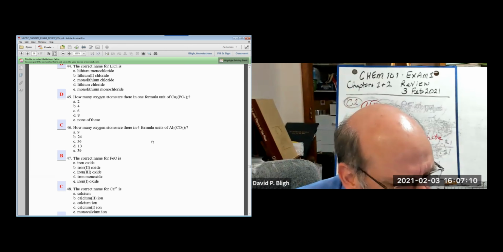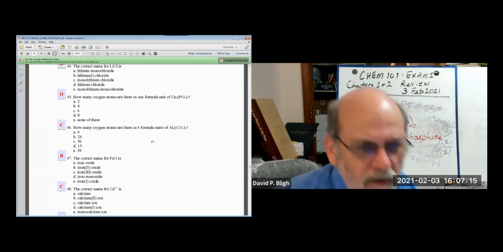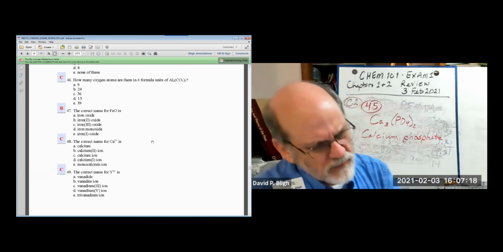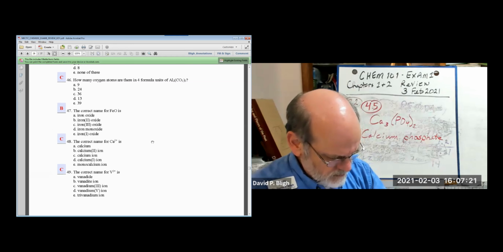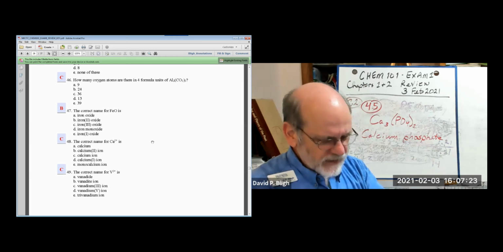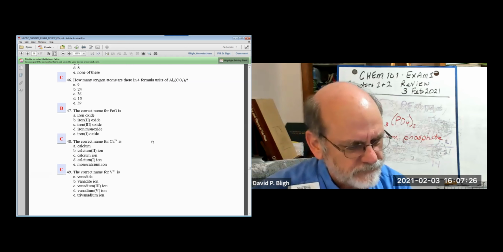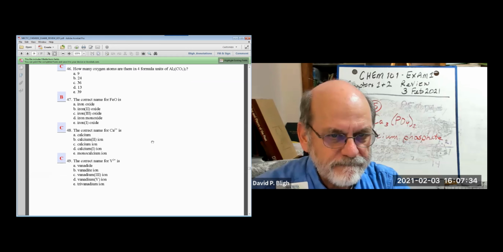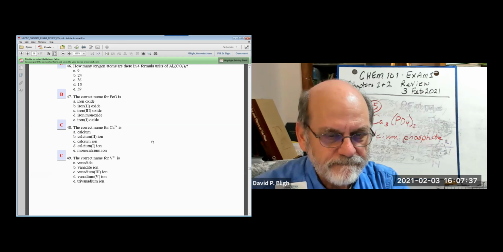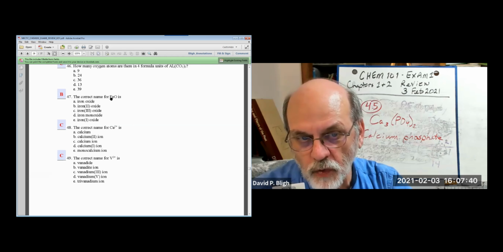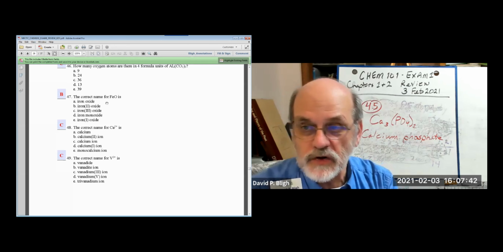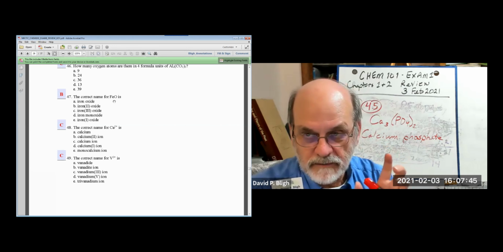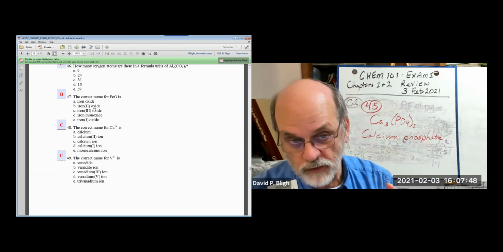Okay, let's see. All right, we got some namings right here. But I think we've got some examples over here also. Yeah, let's skip those naming ones. I mean, you should try to do them. You need to pay attention to where the metal comes from as to whether you need a Roman numeral. Iron is a transition metal. You need a Roman numeral, right?